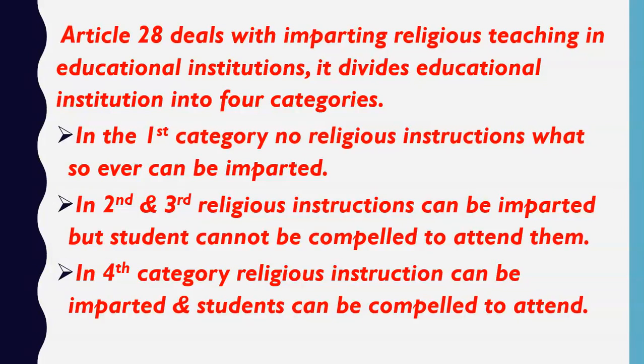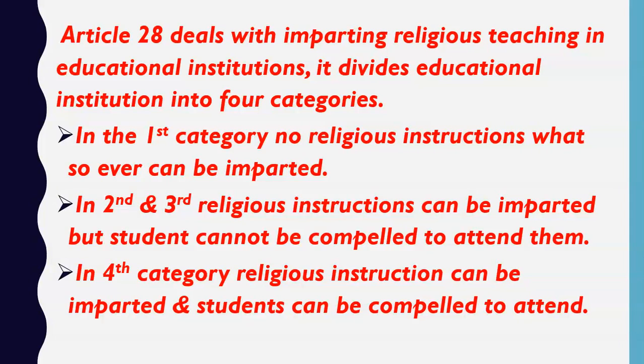Now friends, it divides educational institutions into four categories. I have told you what these four categories are and explained them in detail. So now let's move further. Now friends, in the first category, no religious teachings whatsoever can be imparted. So what is the first category? In the first category, all the educational institutions which are completely owned and managed by the government come. So all government educational institutions, meaning all educational institutions which are owned by the government and managed by the government, will come here.